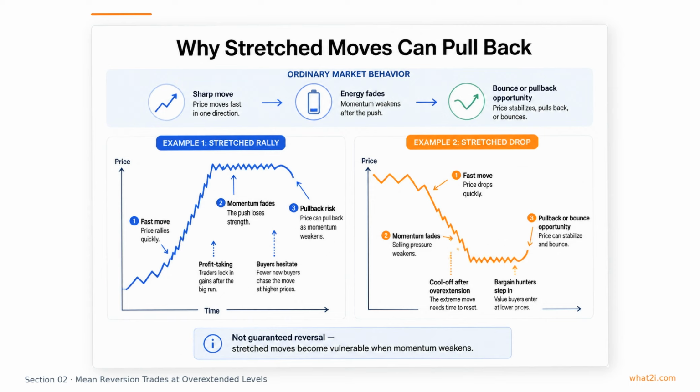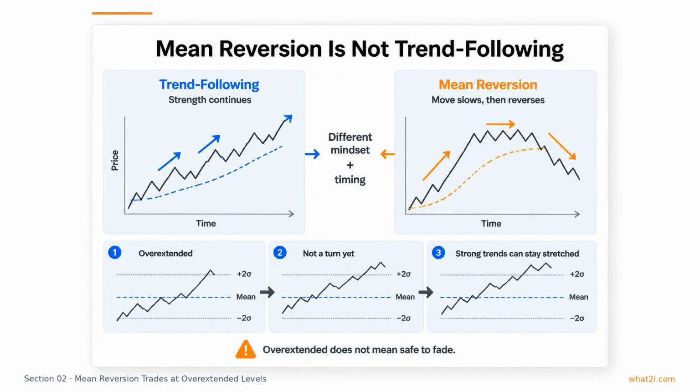That said, a stretched move is only vulnerable, not guaranteed to reverse. The opportunity improves when you can see momentum losing energy. Mean reversion and trend following are built on opposite assumptions. A trend following trader expects strength to keep acting strong or weakness to keep acting weak. A mean reversion trader expects that same move to slow down and at least partially reverse. Because of that difference, timing matters much more in mean reversion. An overextended stock is not automatically ready to turn just because it looks stretched.